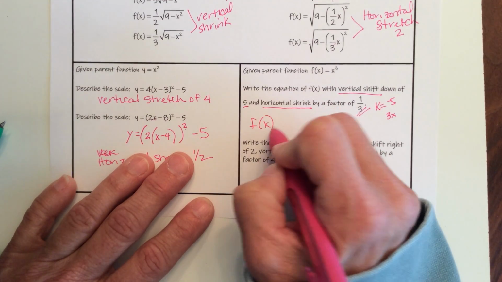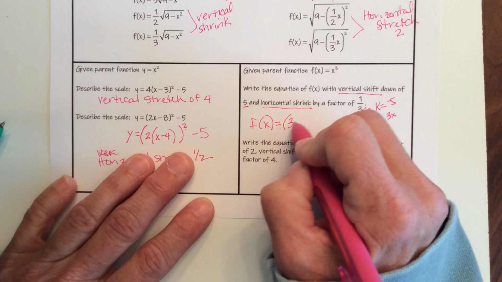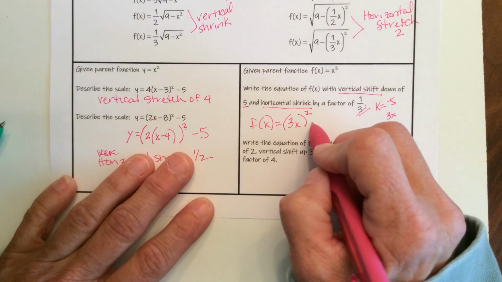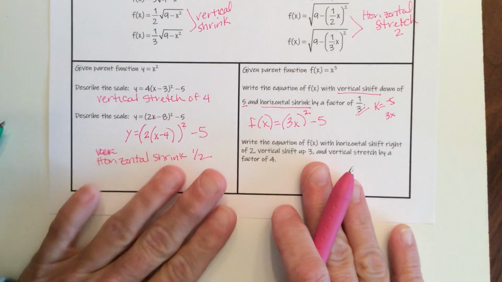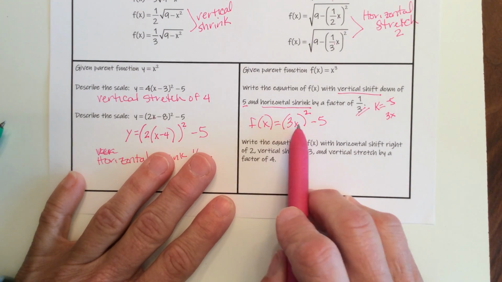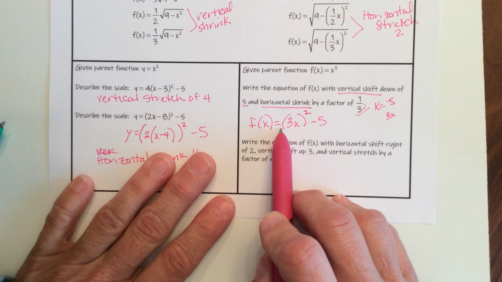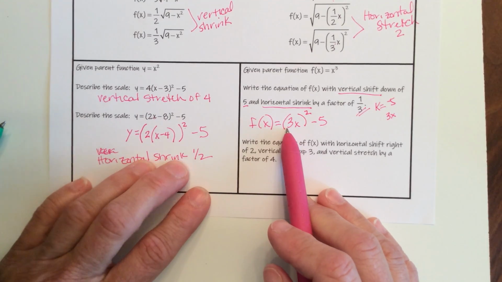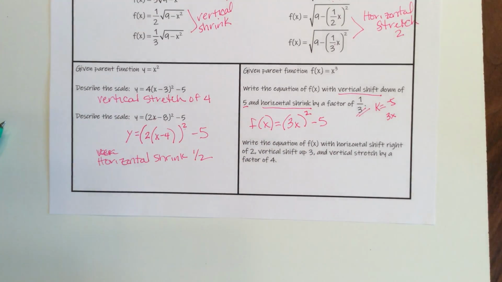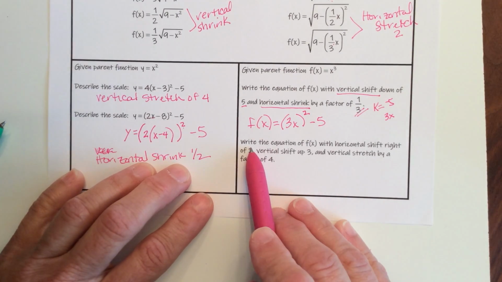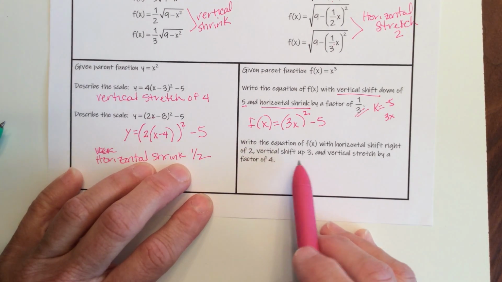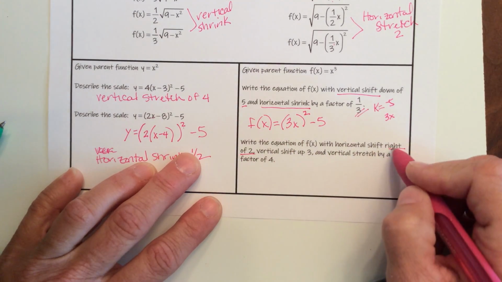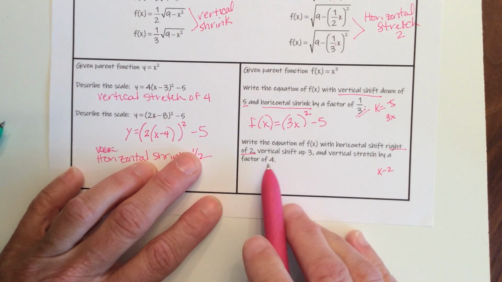f of x equals parentheses 3x all squared minus 5. Okay? If I don't put the 3 inside the parentheses with the x and it's on the outside, then the graph is going to have a vertical stretch by a factor of 3. So here's your equation. And then we have, write the equation of f of x with a horizontal shift right of 2. Okay, horizontal right 2 means I'm going to have an x minus 2.